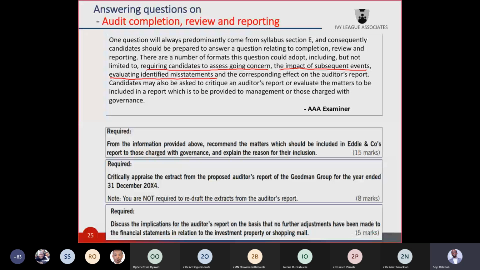Another format it could take is candidates may also be asked to critique audit reports or evaluate matters to be included. Sorry, cut that here. Evaluate matters to be included in a report. And this report may be a report to those charged with governance. So you can see the examiner herself stated number 1, it could be this format. Number 2, it could be this format. Number 3, number 4, number 5, and number 6, it could be these formats.